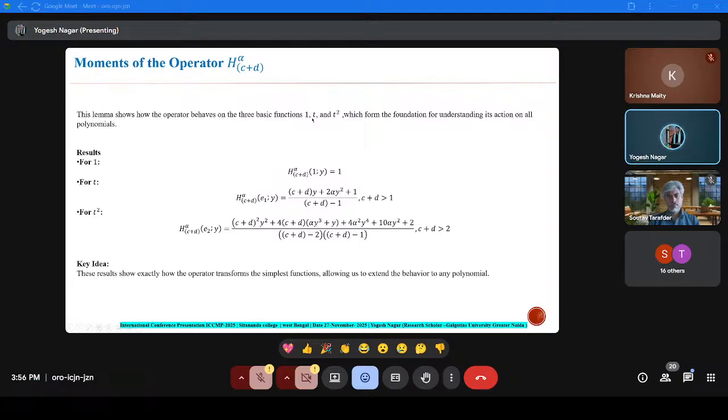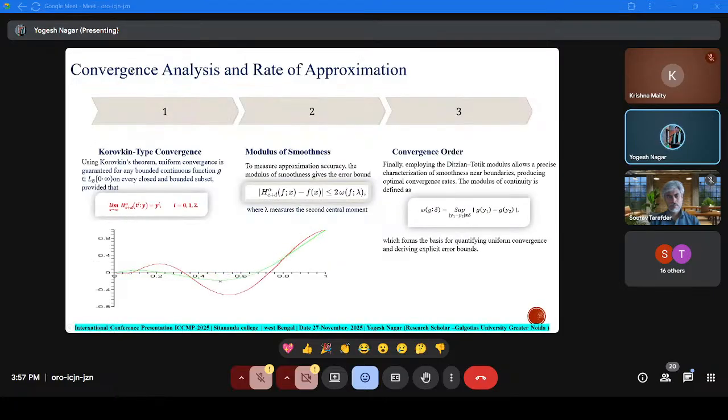Now the moments. These are the moments related to the Korovkin theorem, which we find because we are reviewing these operators' results. So these are the moments of this operator, and these are the analyses. Number one is convergence and rate of approximation. In convergence, the authors analyze Korovkin-type convergence, measures of smoothness, and convergence order, using the Korovkin theorem.